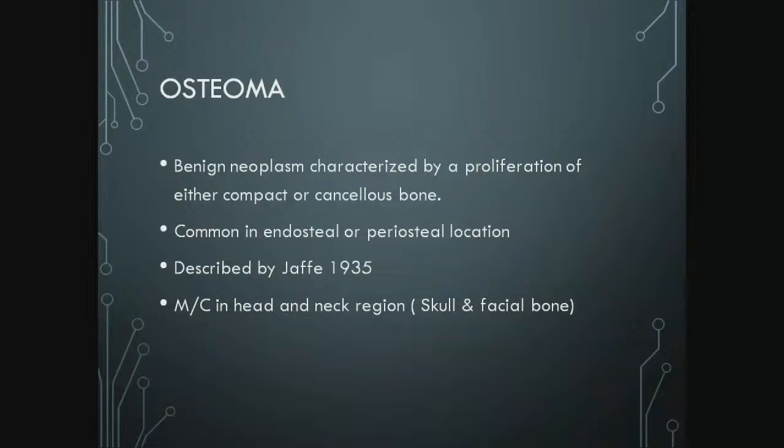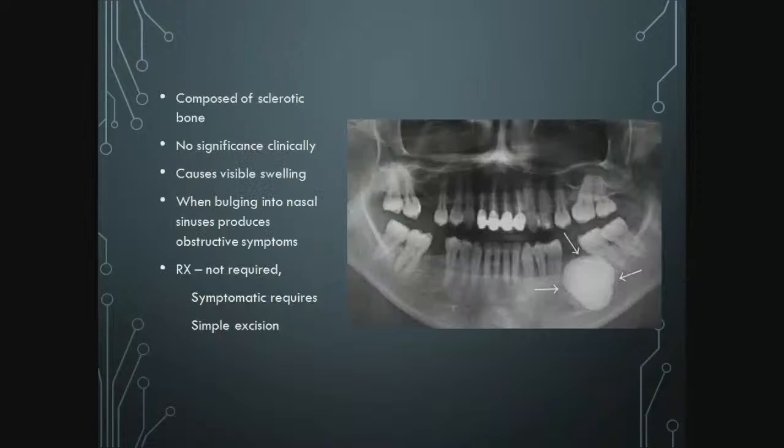The characteristic finding of osteoma is that it is more common in the head and neck regions, that is the skull and the facial bones, than the other bones in the body. So what is it? It's basically a well circumscribed lesion composed of sclerotic bone. As you can see in the image, it is well circumscribed. On the X-ray, the bone appears more radiodense. Thus, it is a sclerotic lesion.